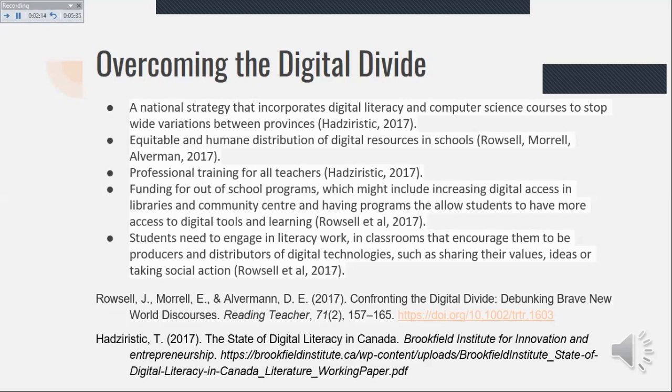Students need to engage in digital learning and literacy work in classrooms that encourage them to be producers and distributors of digital technologies, sharing their values, ideas, or taking social action. They need to be creative within digital literacy, not just working on a platform. This is so important for their future.